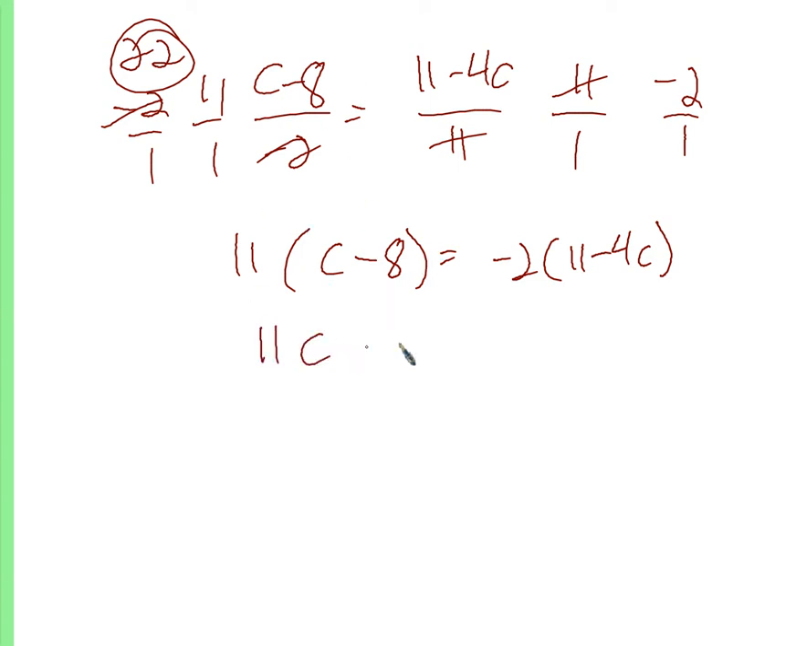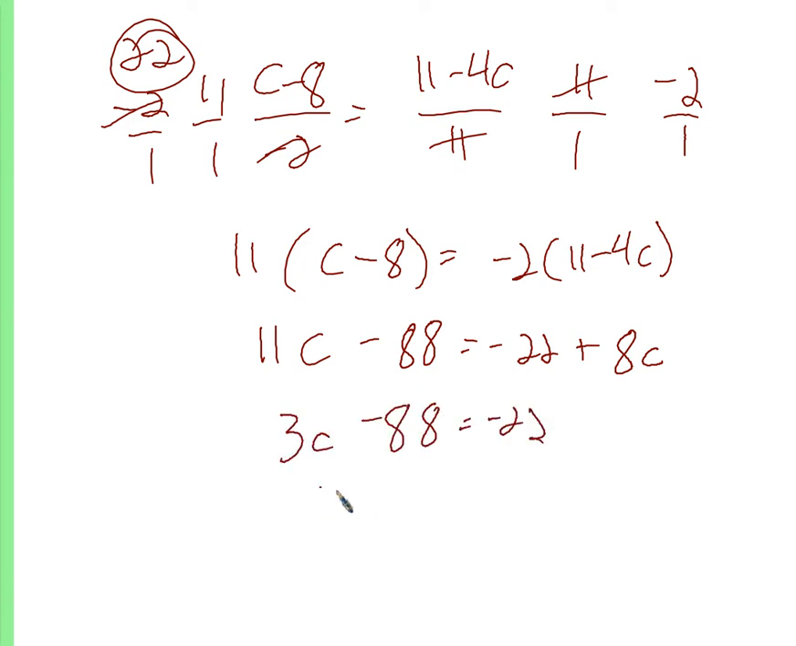To your benefit. So we distribute the 11, you get 11c minus 88 equals negative 22 plus 8c. Subtract 8c, we've got 3c minus 88. Add 88 to both sides, and we get 66, and c equals 22. And I got that.